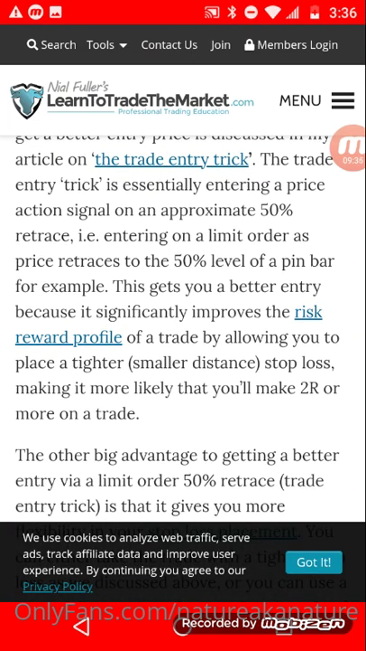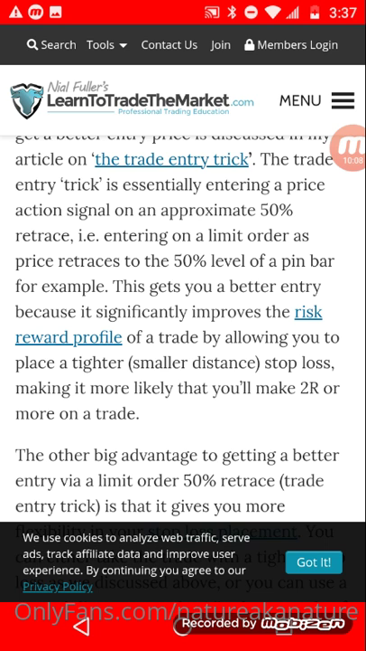The trade entry trick is essentially entering a price action signal at approximately a 50% retrace. You enter a limit order at the 50% retrace level of a pin bar, for example. With Fibonacci, price will pull back to the 50% level before going to the 61.8 extension and the 161.8 extension. Price will pull back to the 50% level.